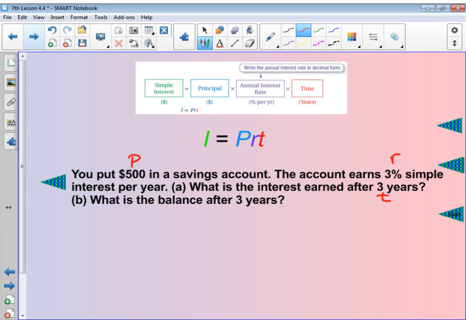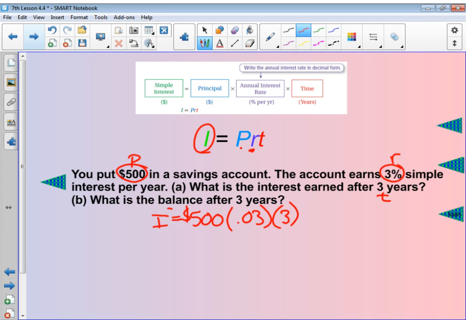So I'm going to go ahead and plug in my information. So this is similar to like the first ones we did on the previous slide. Okay, so do we know the interest? Do we know an I? Nope, I don't have an I written, so that's what we're solving for. Equals, the P was $500 times our percent rate was 3%, so we have to write that as 0.03. And then times our time, which was 3 years.